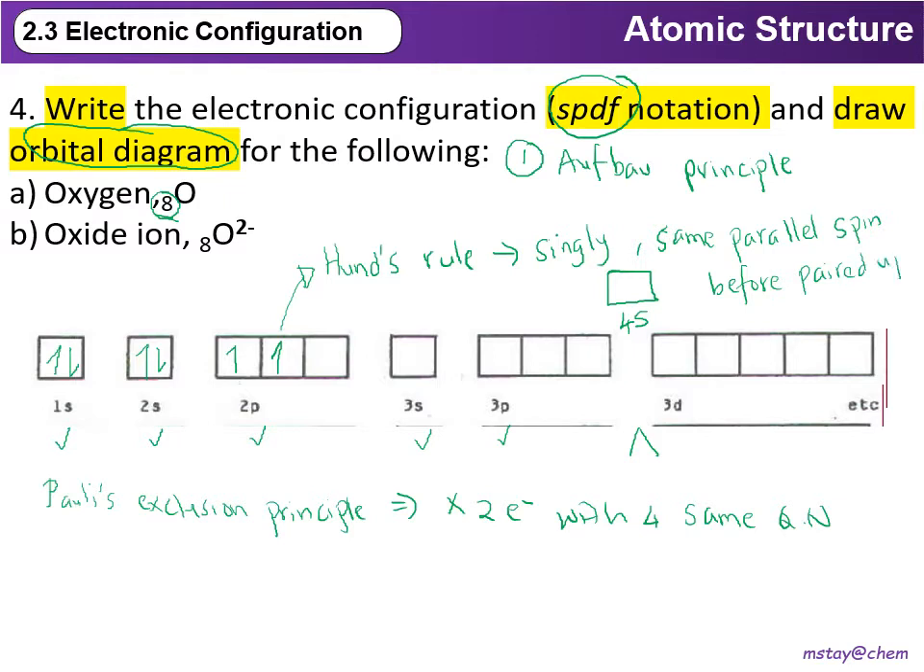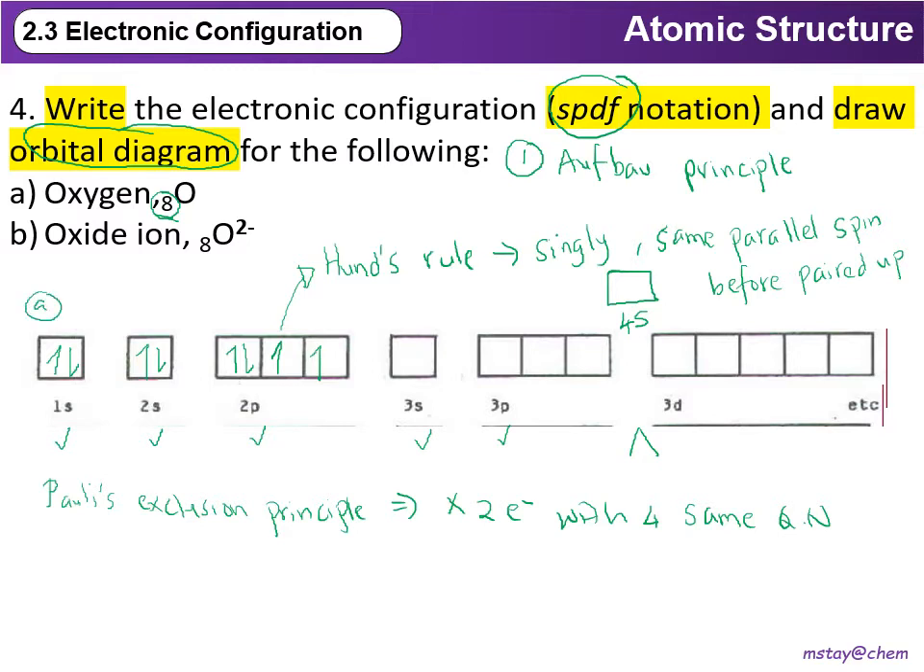Okay, so now we have already filled up 6 electrons. The 7th electron will still go into another empty 2p orbital. The 8th electron comes back to here. So again, we have to follow the Pauli exclusion principle. So this is the orbital diagram for oxygen.